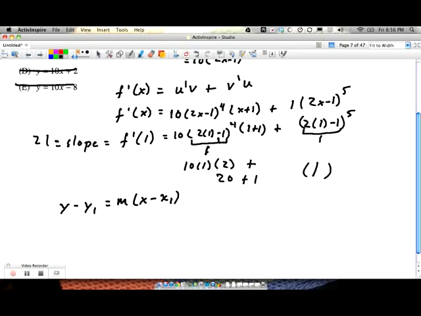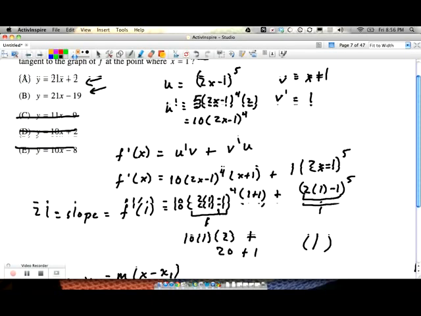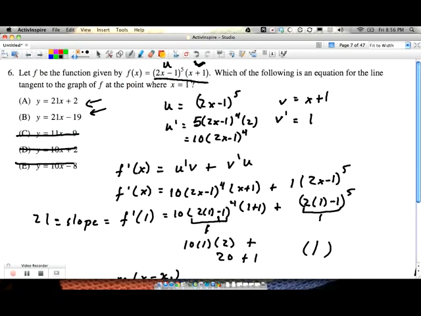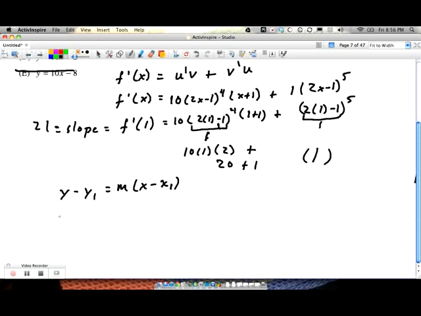And here's the pieces that we have. We don't know y1, so we've got to figure that out. How do we figure out the y value? Well, we have to plug in 1 into the function, because really this is like y minus f of 1 equals f prime of 1 times x minus 1. Here's the x value, the slope, and the y value. So let's figure out what f of 1 is.